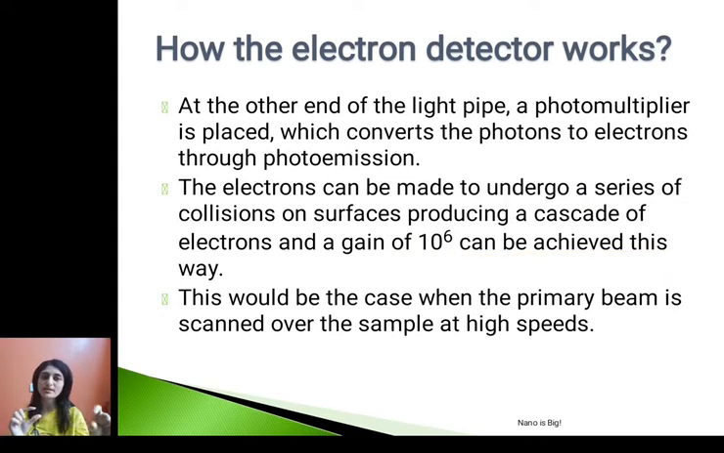When these photons are passed through the pipe, at the other end of the light pipe, a photomultiplier is placed. The function of the photomultiplier is to convert photons to electrons through photoemission. The electrons can be made to undergo a series of collisions on a surface, producing a cascade of electrons, and this is done so as to achieve a magnification of the order of 10 raised to 6. This would be the case when the primary beam is scanned over the sample at very high speed.